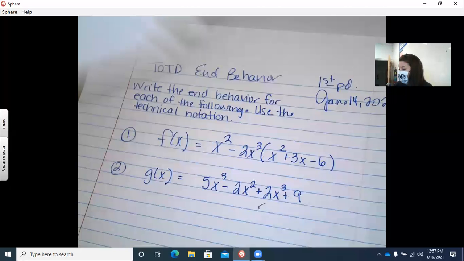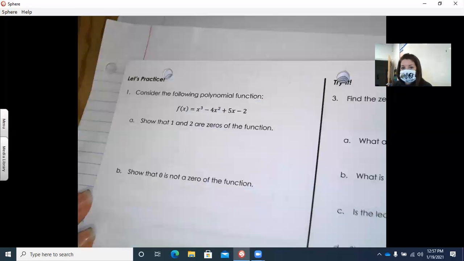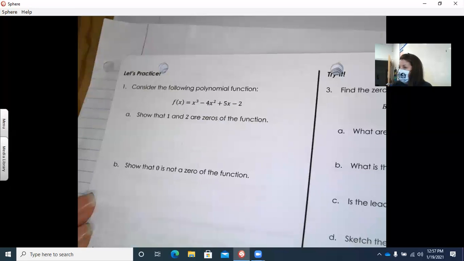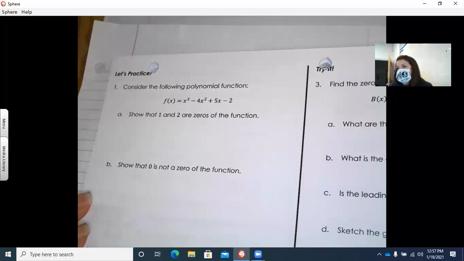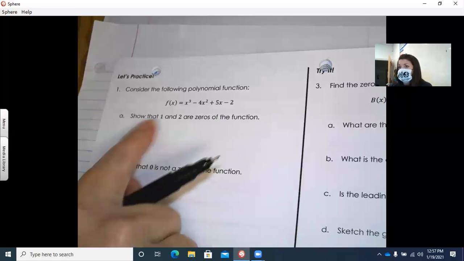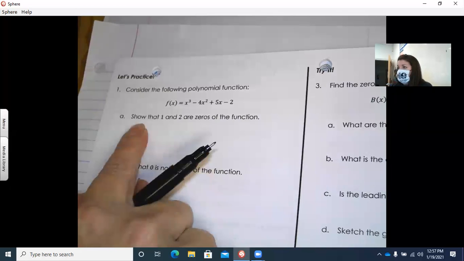Let's practice. Consider the following polynomial function. Show that 1 and 2 are zeros of the function. Okay, on your assignment today, this is exactly like one of the problems that you have to do, okay? If you don't show me your work, I'm not giving you credit, okay? So it's saying that 1 is a 0. It wants me to show that that's true. It's saying that 2 is a 0. It wants me to show that that's true, all right?